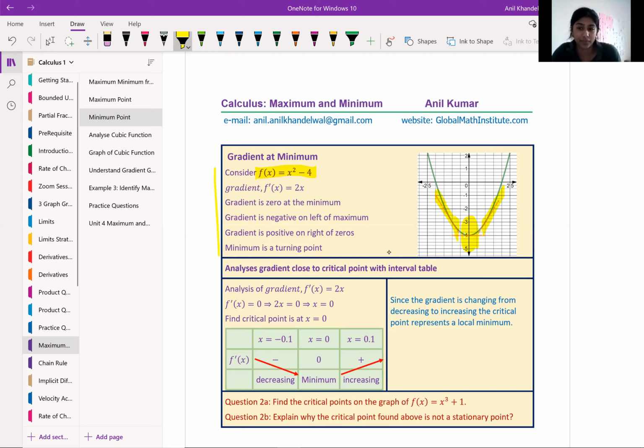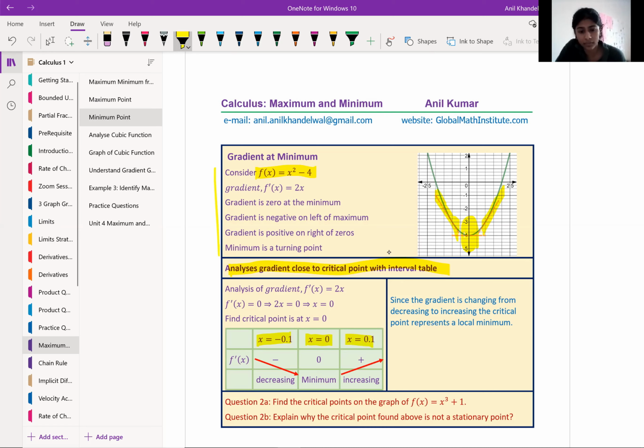Perfect. Now we will analyze this particular gradient at a point very close to the critical point. Very close means x equals 0 is our critical point. We'll take a point on the left side, which is x equals minus 1. On the right side, x equals 0.1. Well, you could take minus 1 and plus 1 also. You could do that because here we have only two intervals. So any point could do. The closer it is, the better for us.